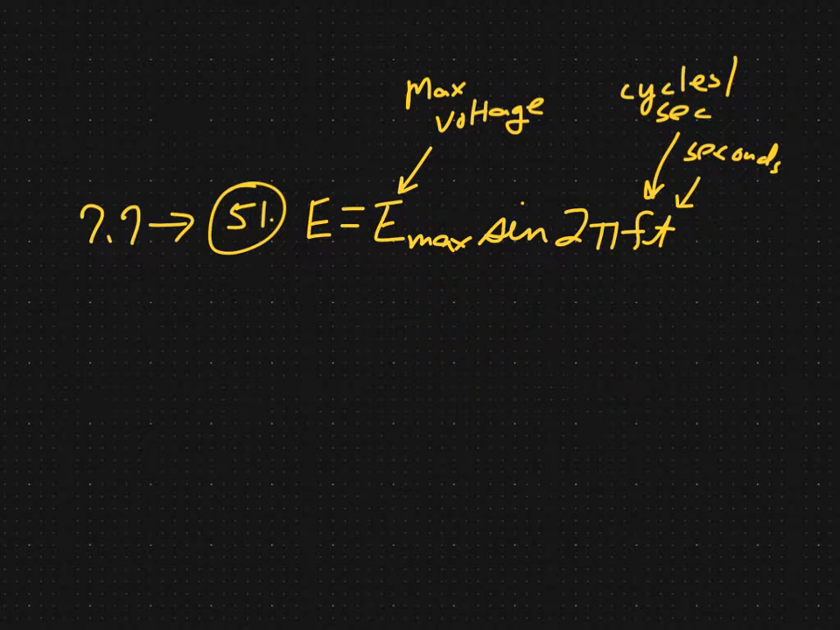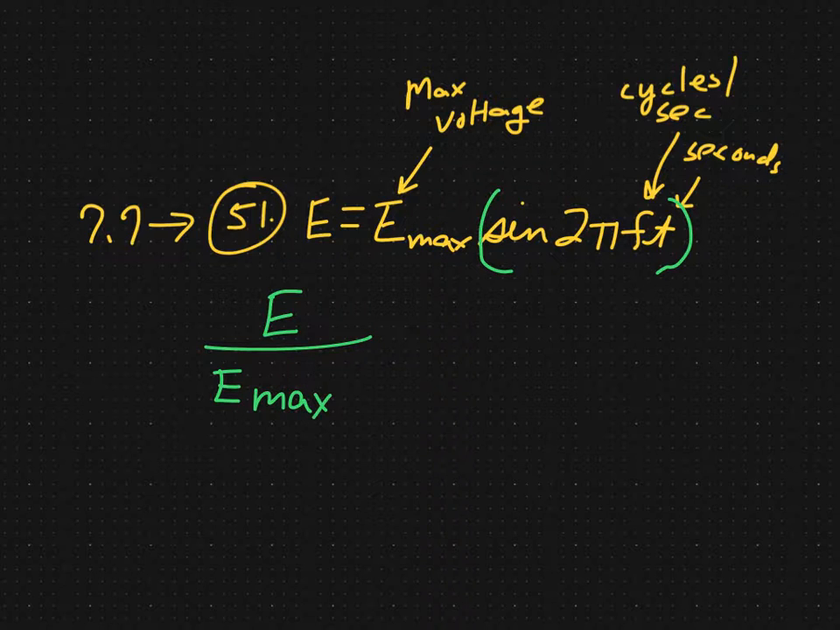Okay, and finally 7-7, number 51. On part A, we're asked to solve this equation for t. Okay, so let's get the trig ratio by itself first. I'm going to divide by E max on both sides. So I have E over E max equal to the sine of 2 pi ft.